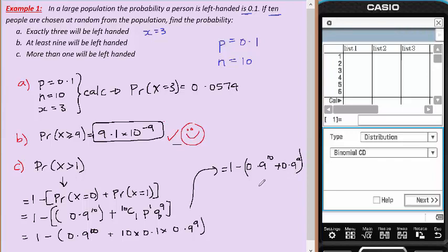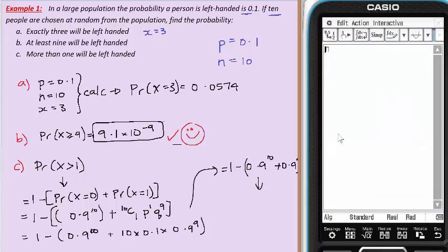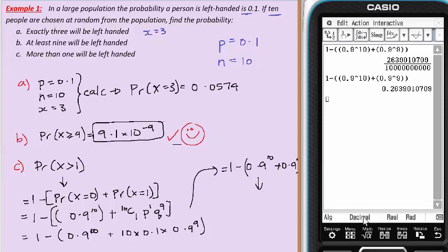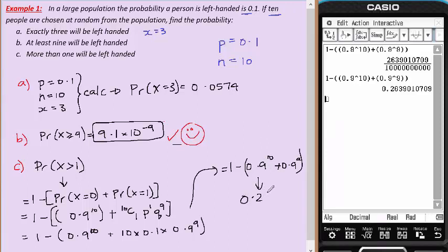And once we get to this stage, we'd be expected to use our calculator anyway. So we'll go to the calculator and we'll say 1 minus bracket, let's do 2 brackets just so I know I'm doing the right thing. 0.9 to the 10 plus 0.9 to the 9. That looks all right. And there I get a number that's really not very useful, so let's turn it into a decimal, and we get 0.2639. And that's using the calculator.